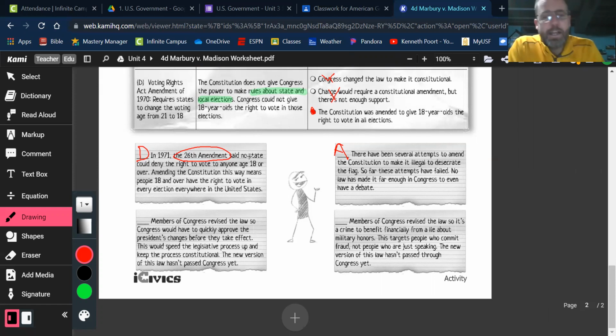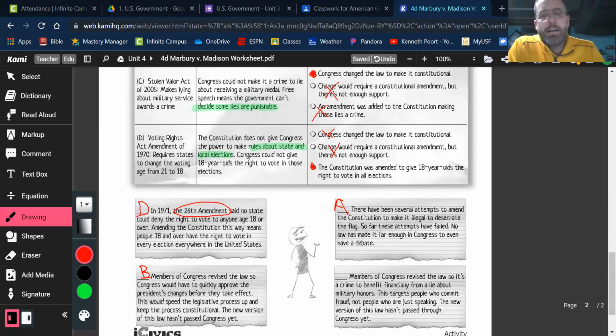Okay. The next one is going to be E. Right? No, not E. This is B, right? Oh, I said E. All right, it says members of Congress revise the law, so Congress would have to quickly approve the president's changes before they take effect. This would affect the legislative process and keep the process constitutional. The new version of the law hasn't passed Congress yet. So they rewrote the law.